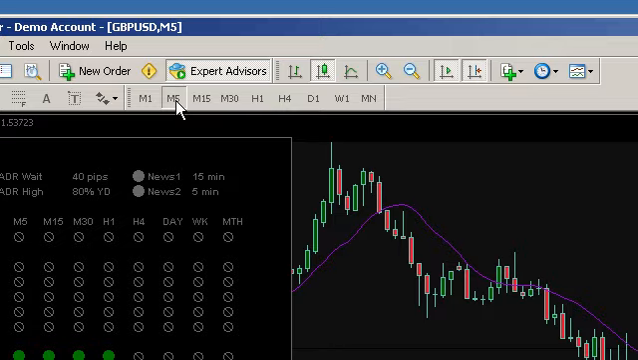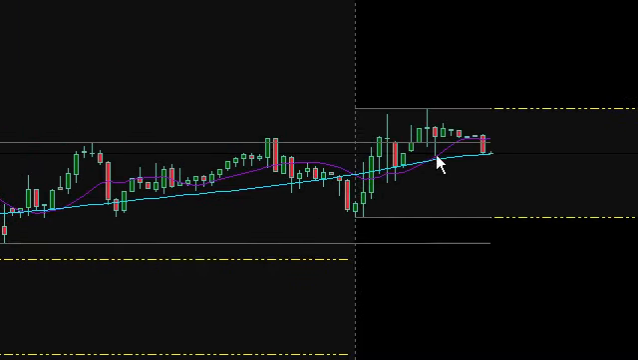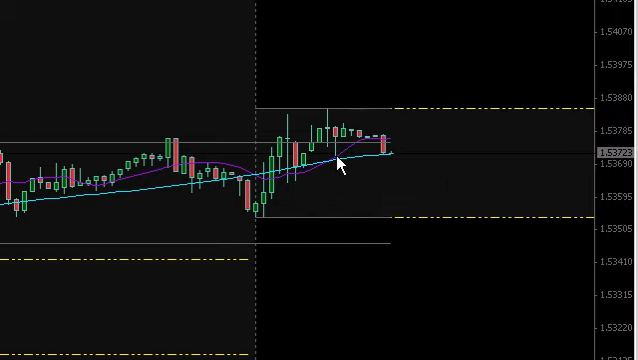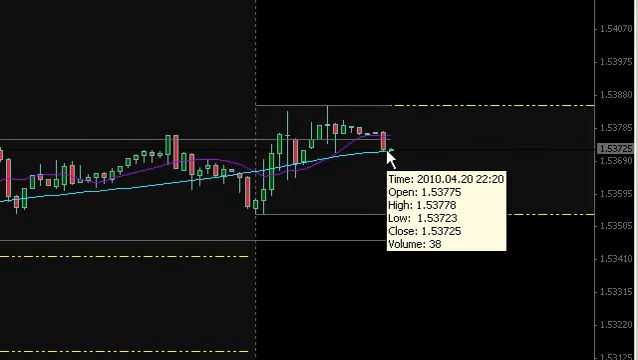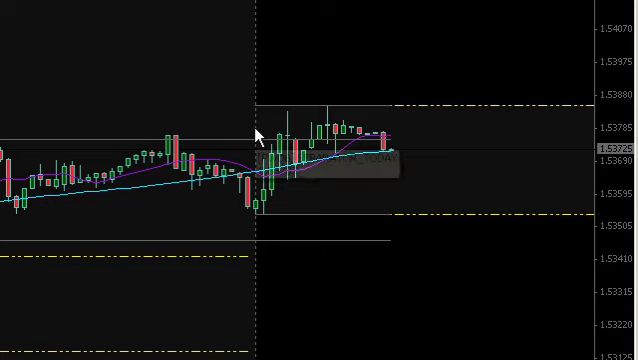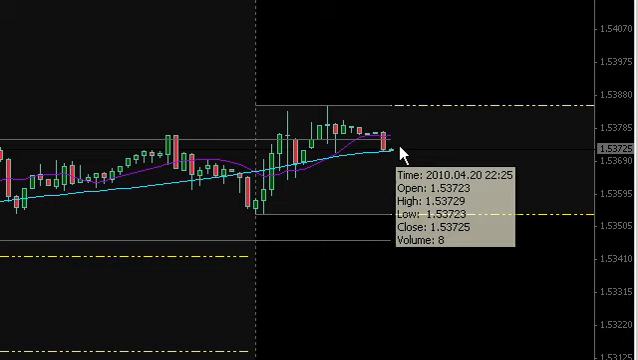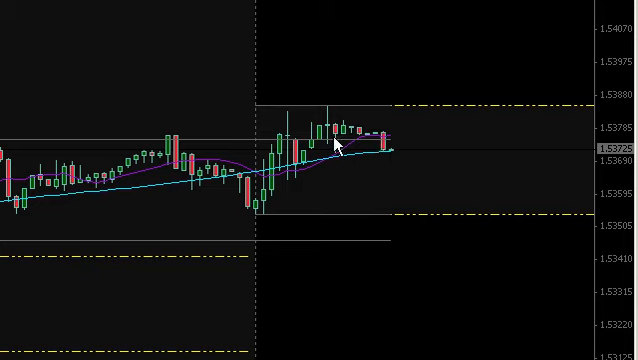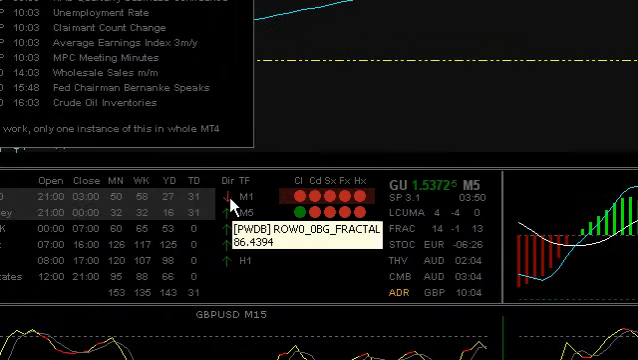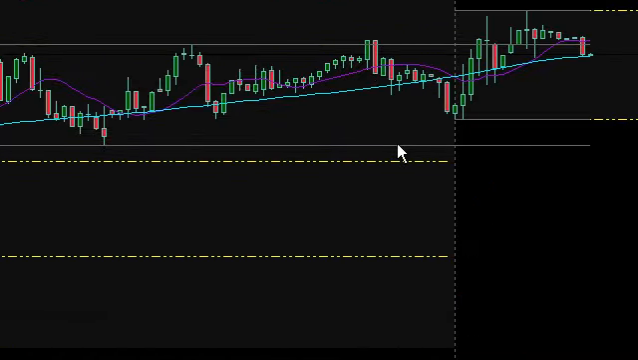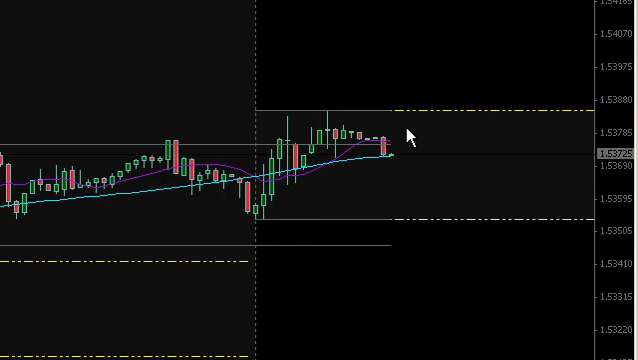We'll go to M5. Now on M5 there's the previous low fractal. So if it goes below this, then this will change red as well. So I particularly like when we're sitting on some kind of support or resistance and seeing that we're pulling back onto that support or resistance via the M1 fractal getting broken, and then entering to go long.